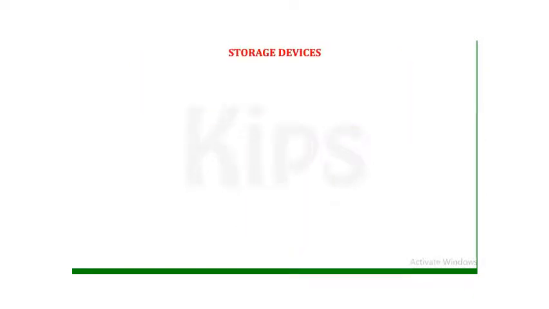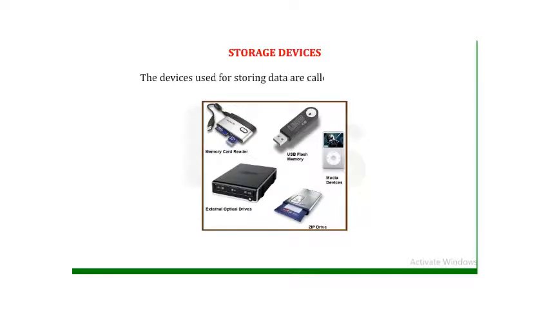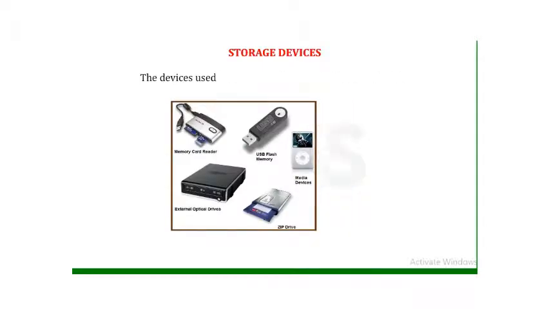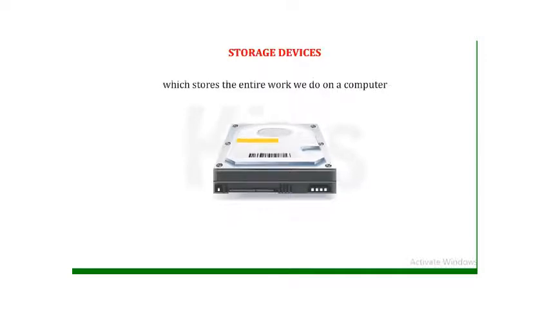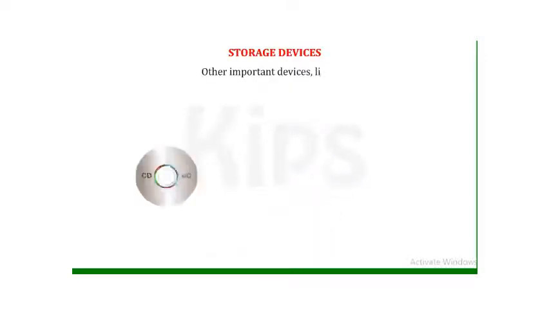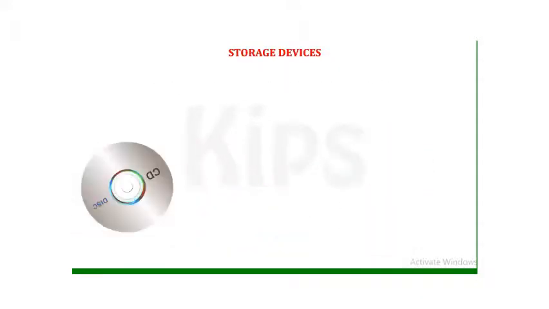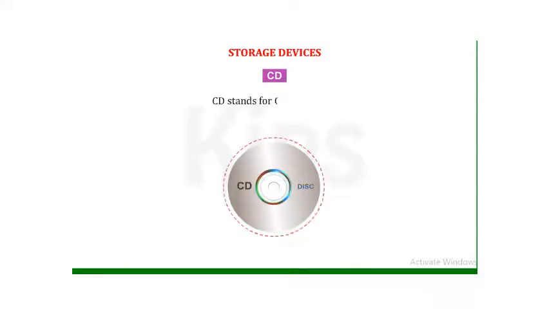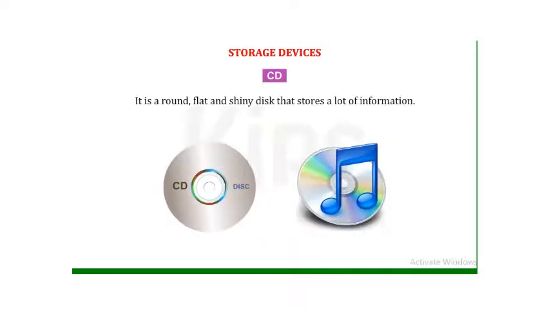Alright, let me explain storage devices. The devices which are used for storing data are called storage devices. Hard disk is the main storage device which stores all the work we do on a computer. Other important devices like CD, pen drive, and DVD are also used to store information. CD. CD stands for compact disc. It is a round, flat, and shiny disk that stores a lot of information.